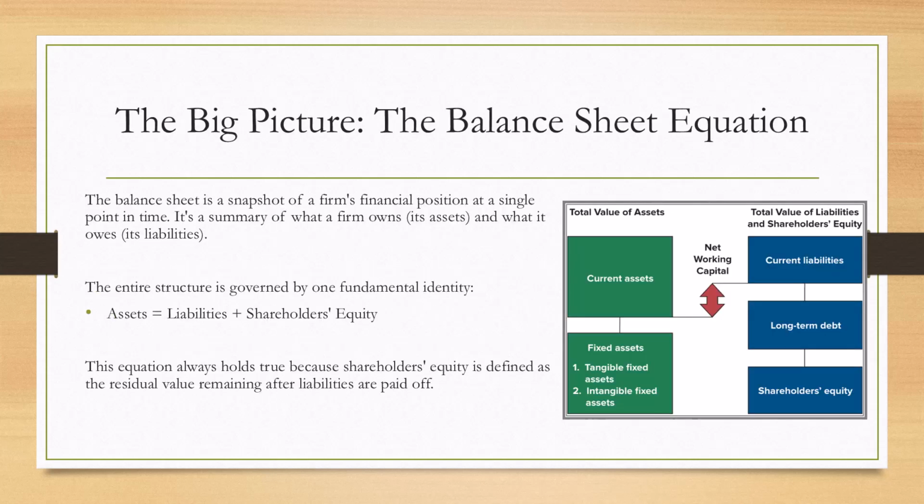So, what is the balance sheet? It's a snapshot of a firm's financial position at a single point in time. It's a convenient way of summarizing what a firm owns, which are its assets, and what a firm owes, which are its liabilities. The entire structure of the balance sheet, as you can see in this diagram, is governed by one fundamental identity. Assets equals liabilities plus shareholders' equity. This equation always holds true because shareholders' equity is defined as the residual value that remains after all of the firm's liabilities are paid off.